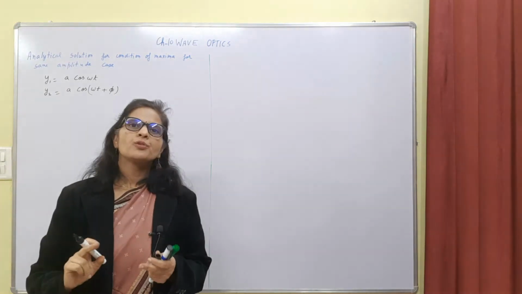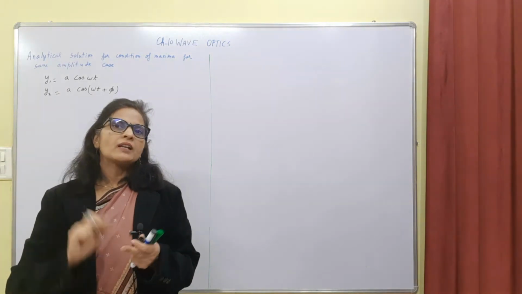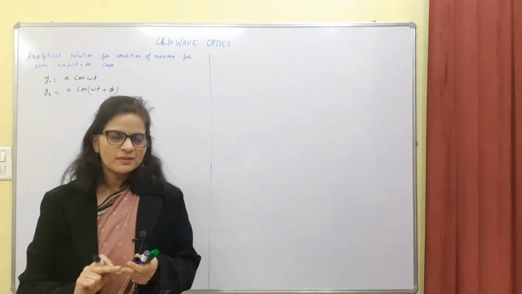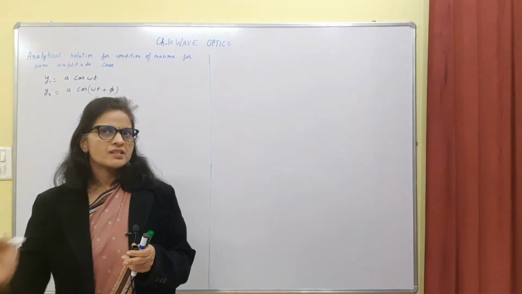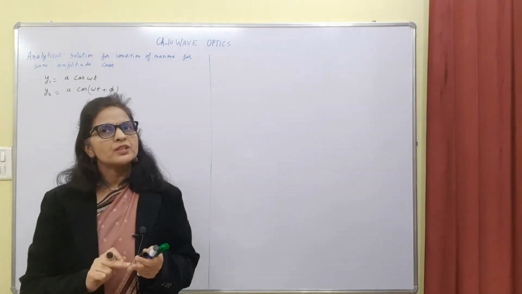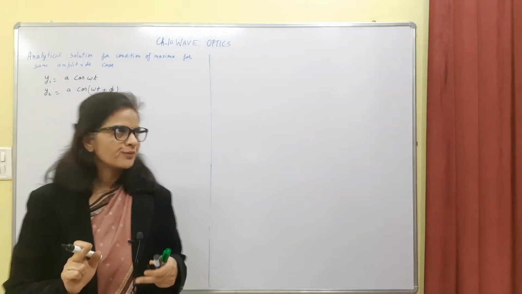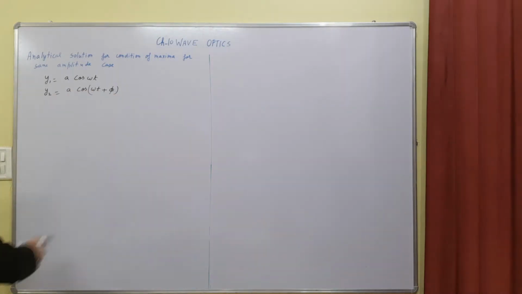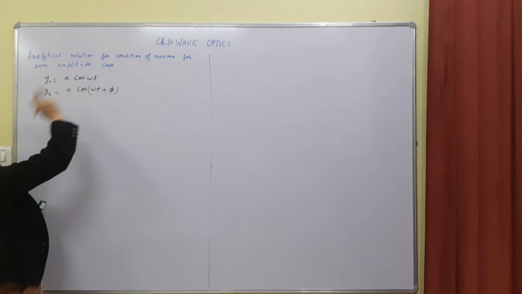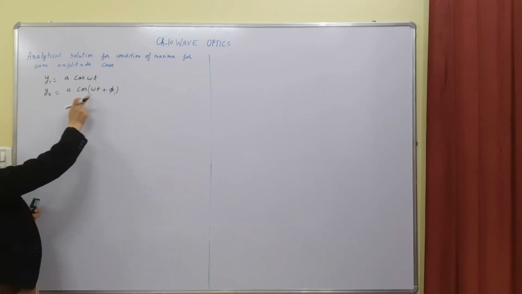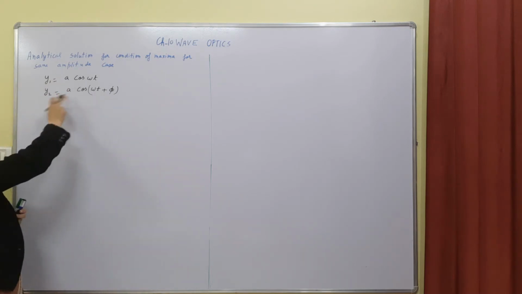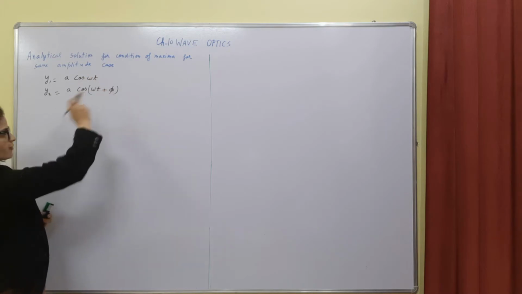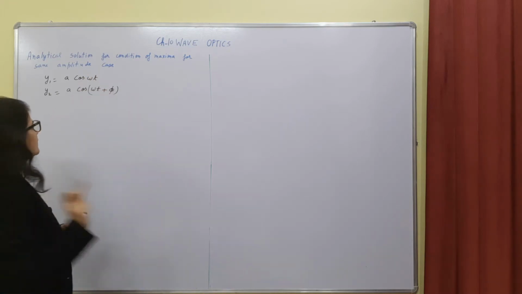Hello everyone. Today we are going to discuss the calculation for the condition for maxima and minima, that is constructive and destructive interference, when the amplitude of the constituent waves is same, right? So we have taken two waves. For the first wave the equation is, suppose, a cos omega t. For the second wave it is a cos (omega t plus phi). The amplitudes are same but there is a constant phase difference, which is a required condition for interference.